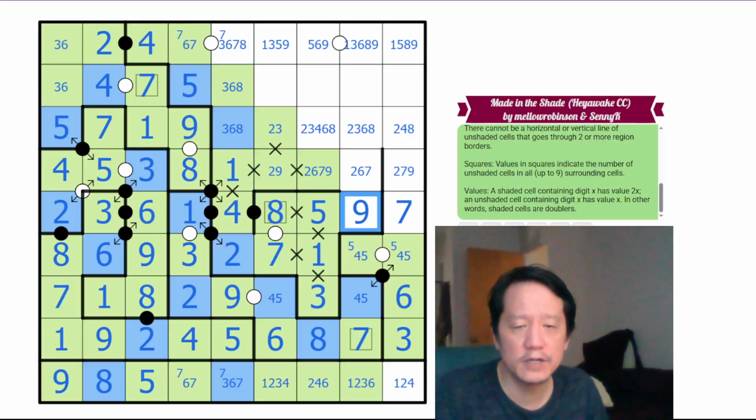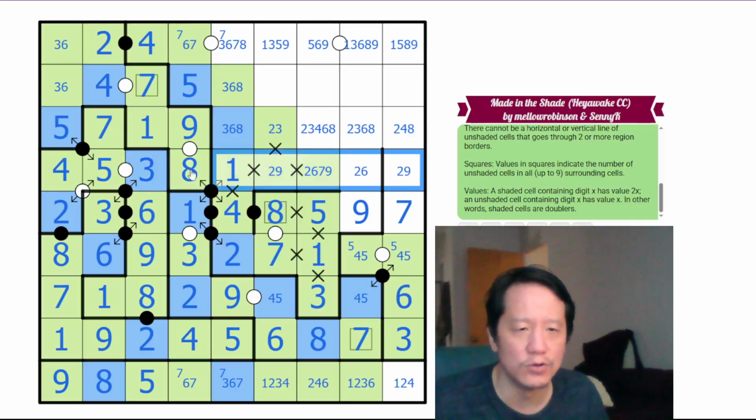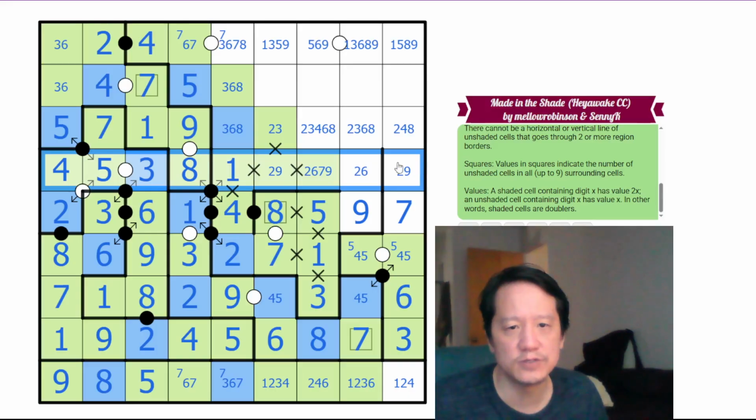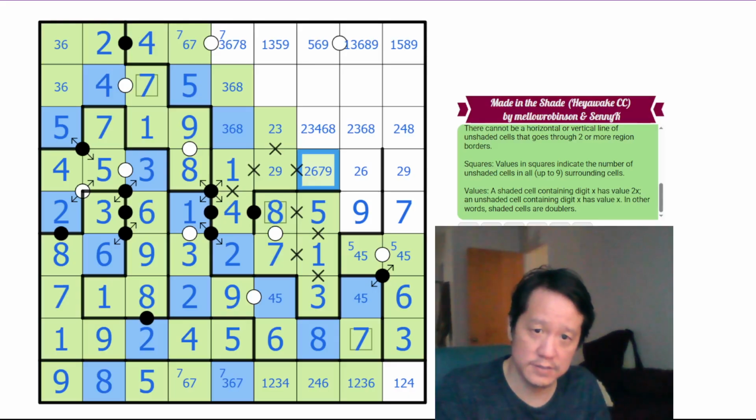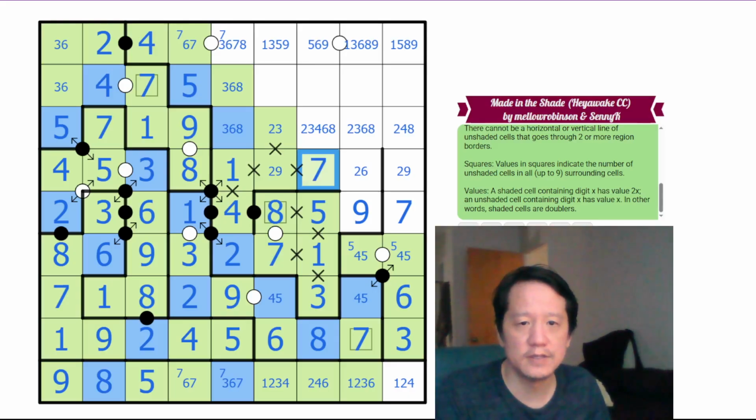No more 9 here. This can't be 7. This can't be 7. Where is 7? We have a 2, 9 pair now in row 4, which eliminates 2 and 9 in the rest of the row. This can't be 2 or 9. It's 7. This can't be 2 or 9. It's 6.